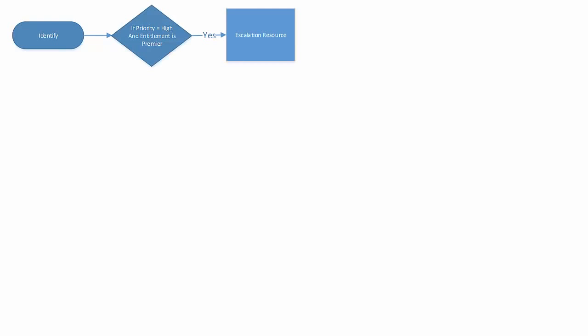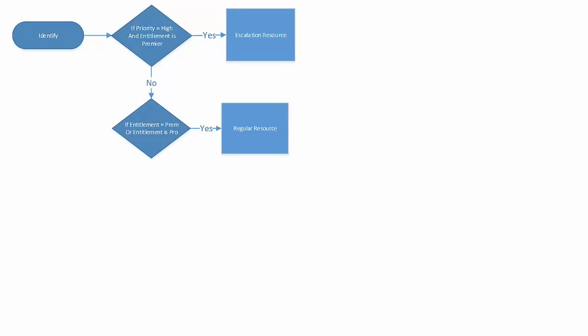If the priority is high and the entitlement is premier, then that case should be routed to an escalation resource. Else, if the entitlement is premier or professional, then it should go to a regular resource. Otherwise, simply direct it to a web resource.